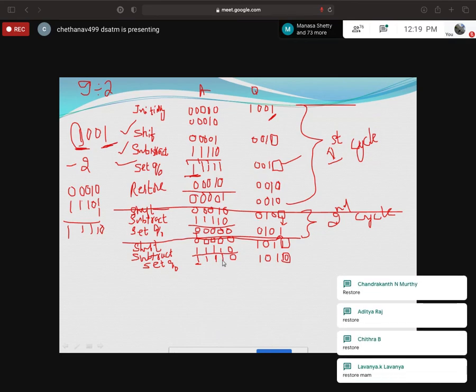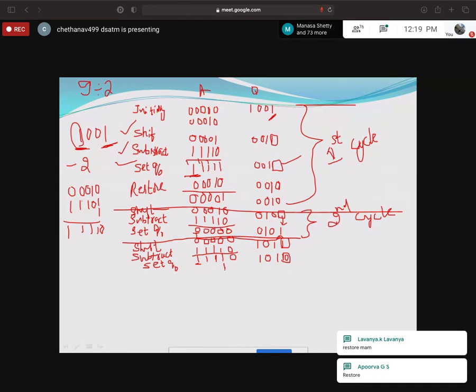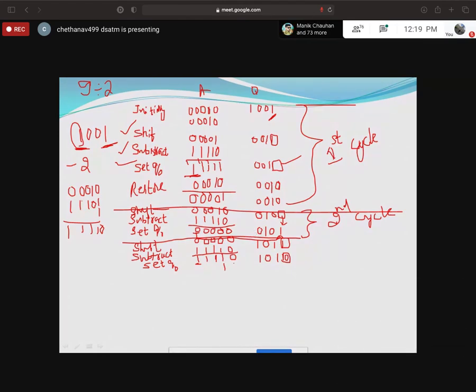The divisor value you have to restore. Yeah, the divisor value is 2. So I'll restore it. 1, 1, 0. See, by default all are 0, okay? I have not written it here. By default everything is 0 here. 0, 0, 0, 0, 0, 0, 0, 1, 0. Okay? So 0 plus 0 is 0. Restore means I have to add it actually. So I'll write it here.